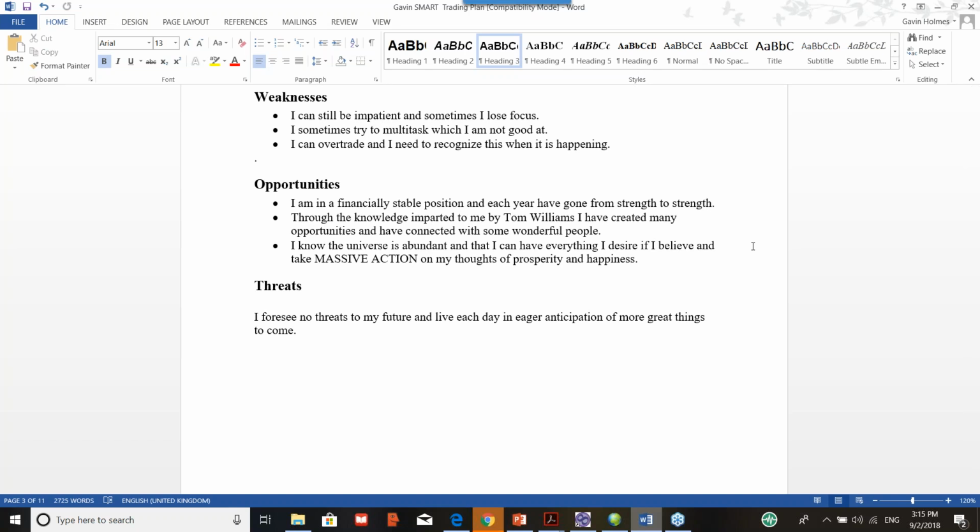Weaknesses. Well, I am impatient. I have to admit, sometimes I forget myself and I lose focus and I get a bit aggressive. Still happens. Sometimes I multitask and I'm not very good at it. So now with the new software, I get lots of alerts, but I'm much more zeroed in on specific trades, as I'm going to talk about tomorrow.